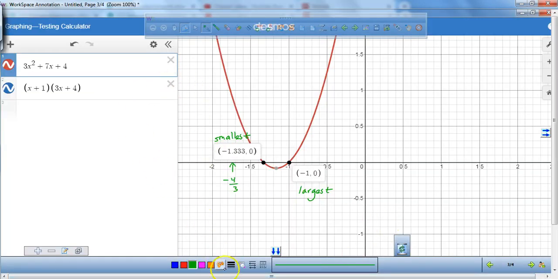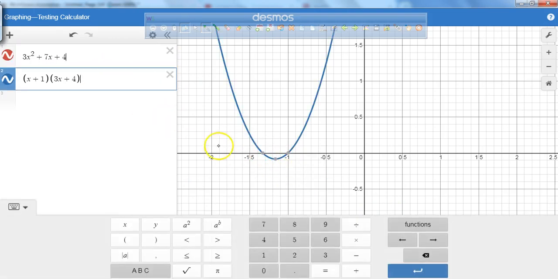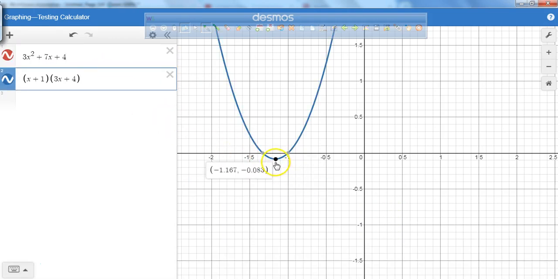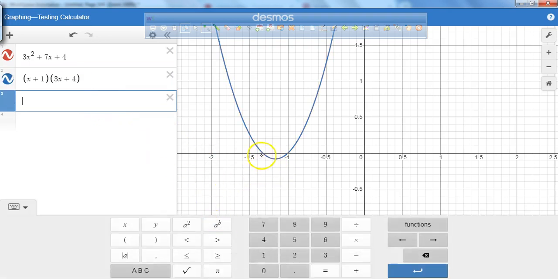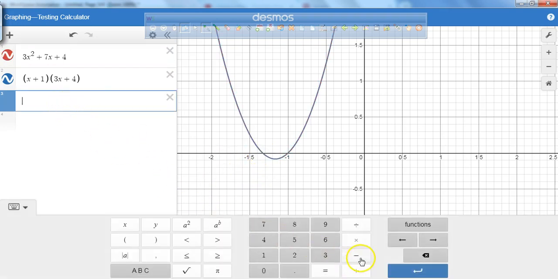One thing I want you to see is that these are in fact the same. This is also known as the vertex or the minimum of the graph. But if you needed to convert this right here to a fraction, all you got to do is type in negative 1 point. Now that 3 means it's repeating forever.